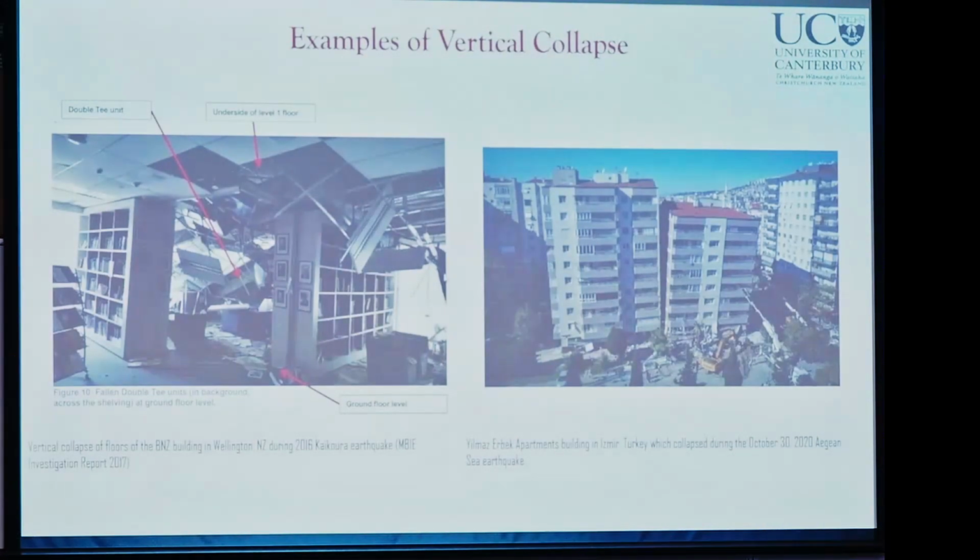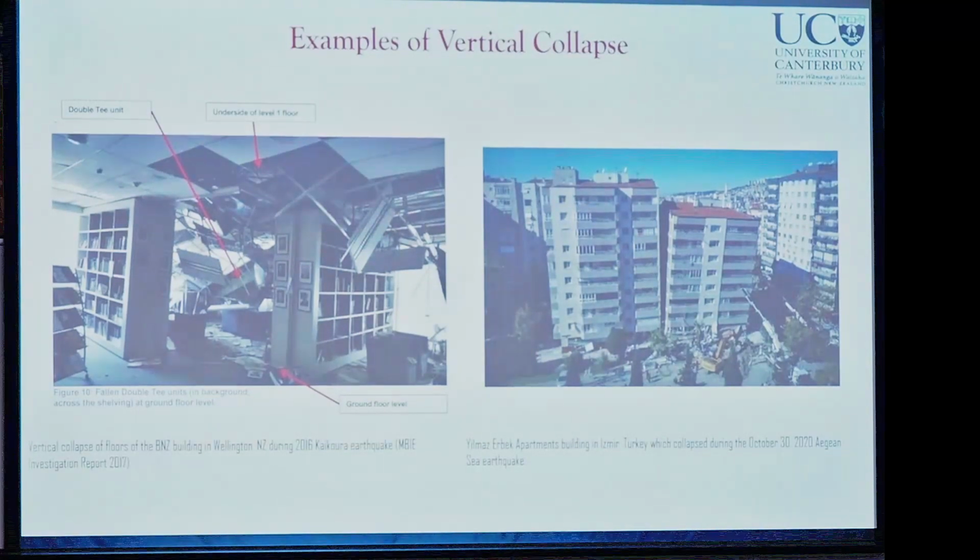Moving on to more modern recent buildings, this photo on the left shows the VNZ building in Wellington. It was designed as a ductile building. As you know, the building has now been demolished. The floors have fallen down due to the elongation of the beams. So vertical collapse may also happen in some more recent modern buildings.